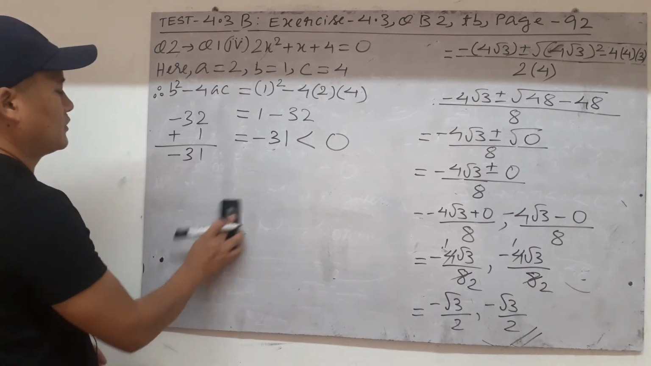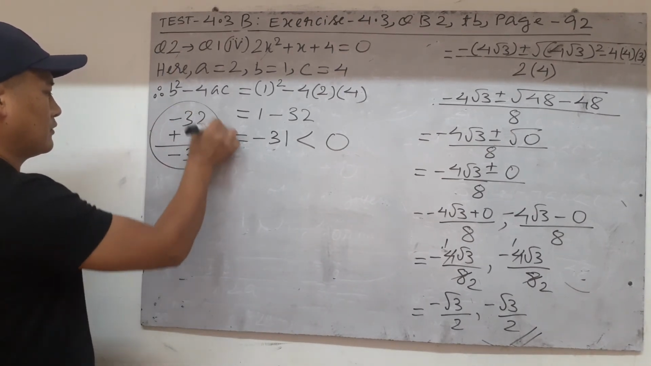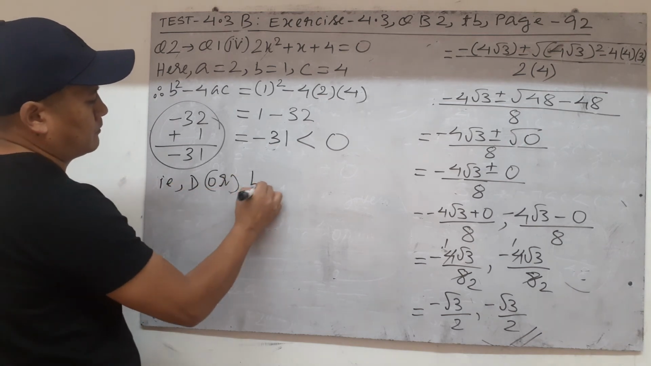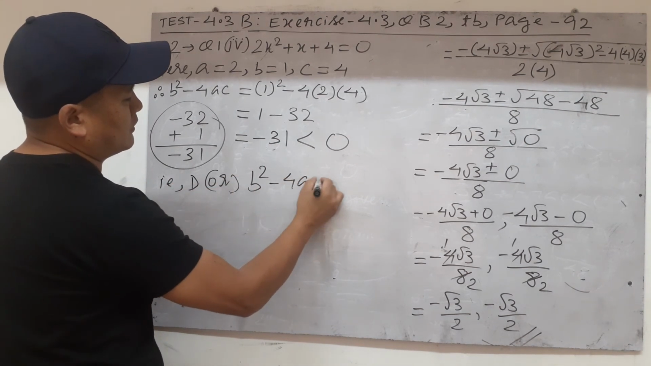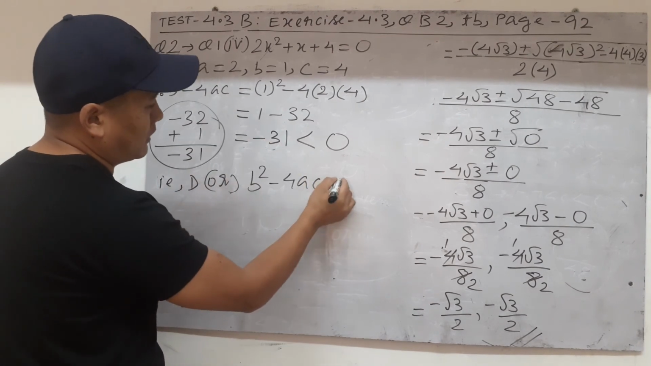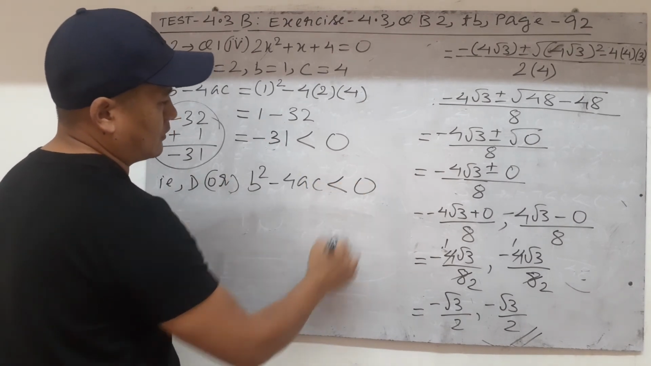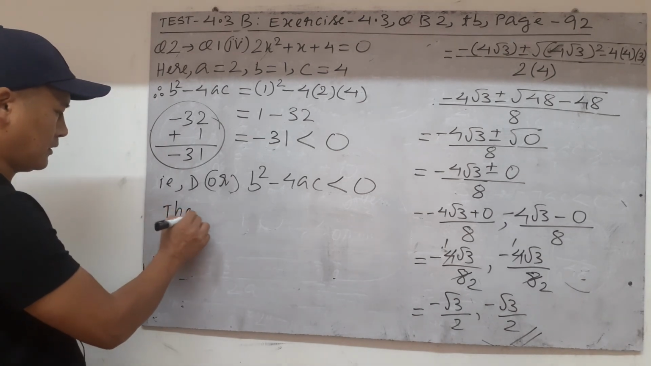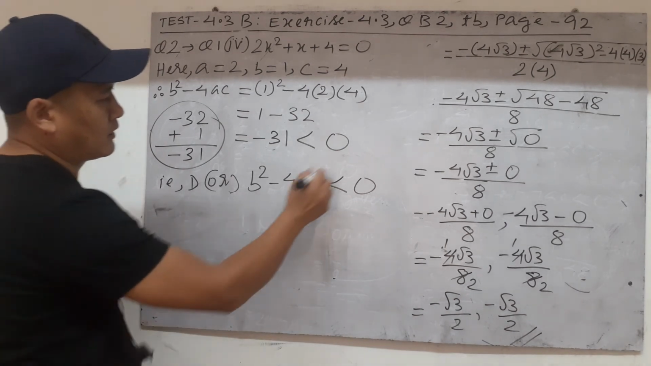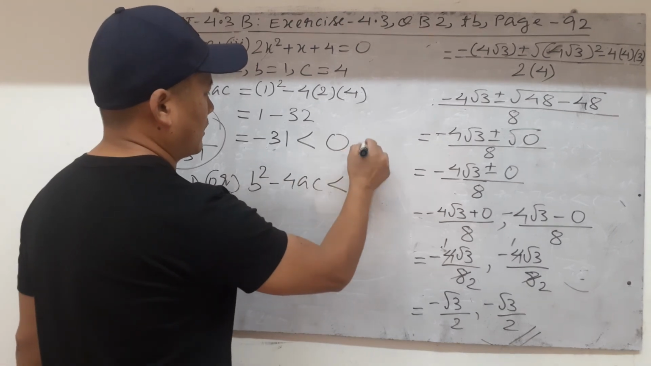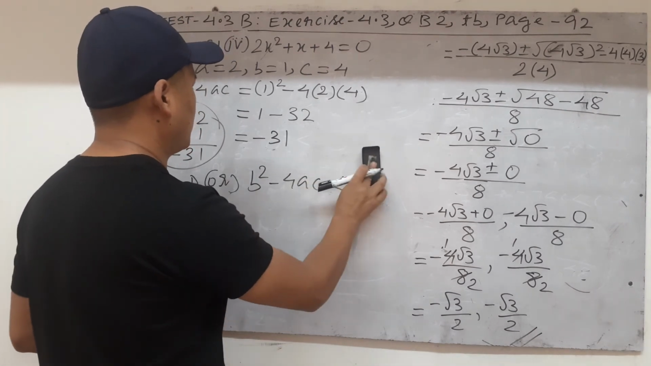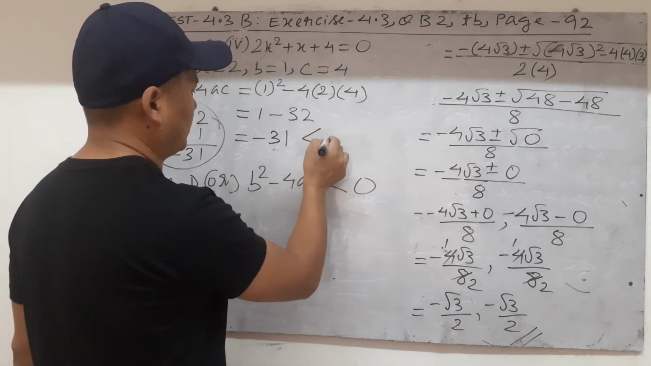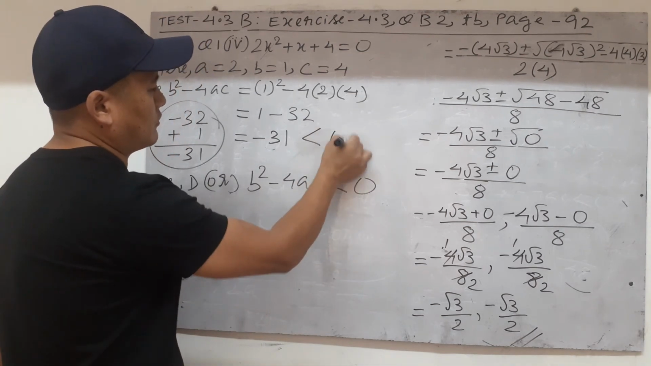So if it's smaller than 0, in other words, you can write these things down, that is d or b square minus 4ac, which is this actually, minus 31, less than 0. So if it's less than 0, then we can write here, keep some space, minus 31, less than 0, okay, just write less than 0.